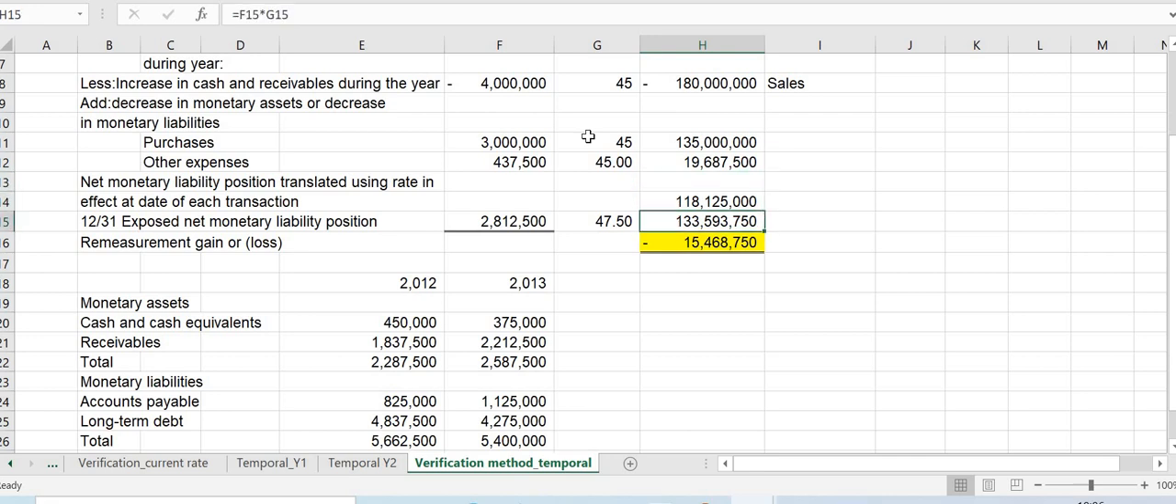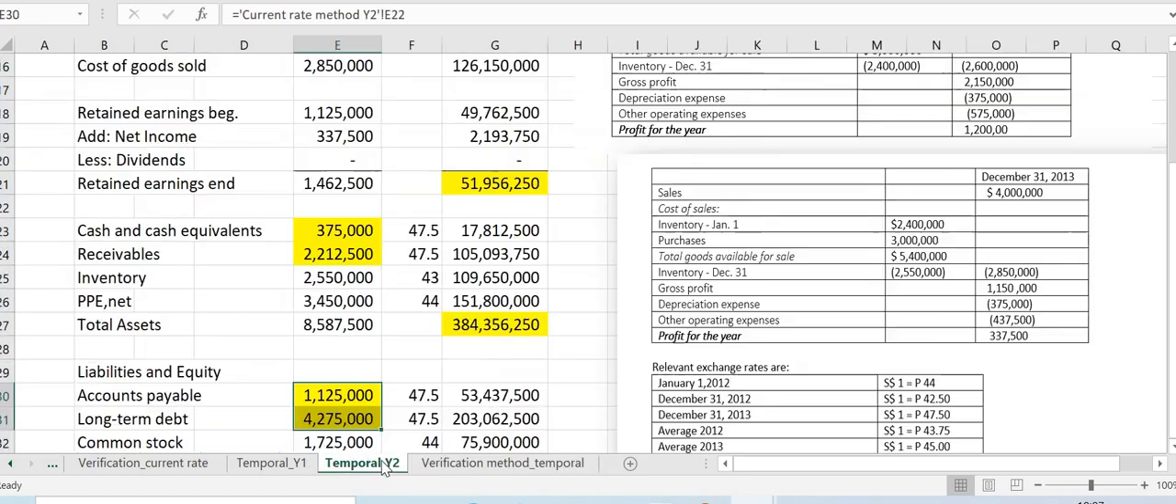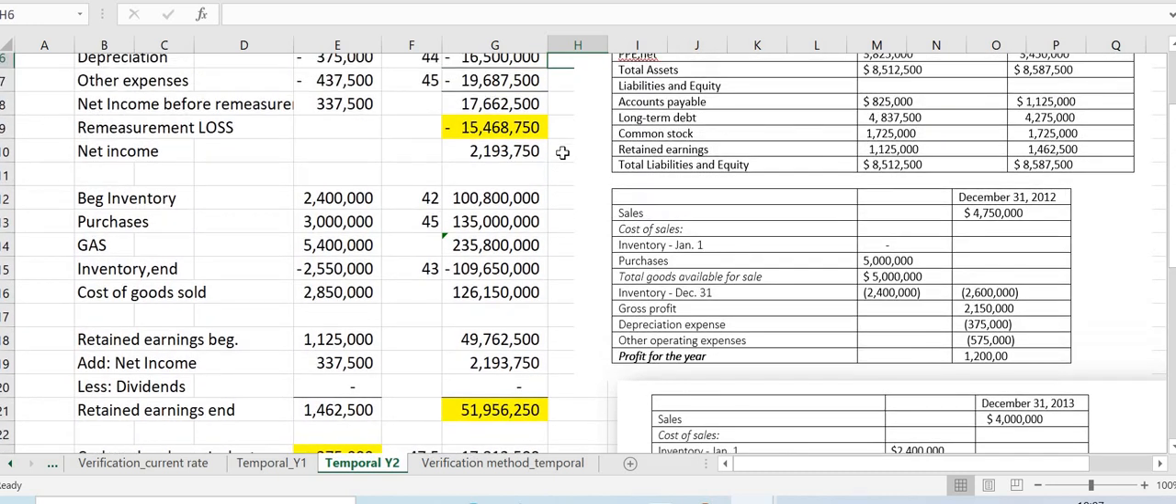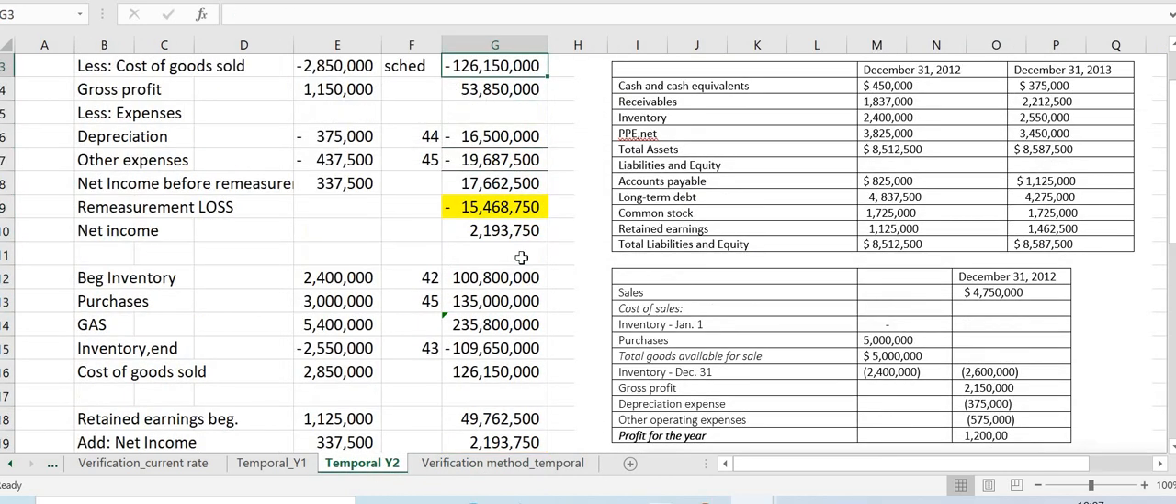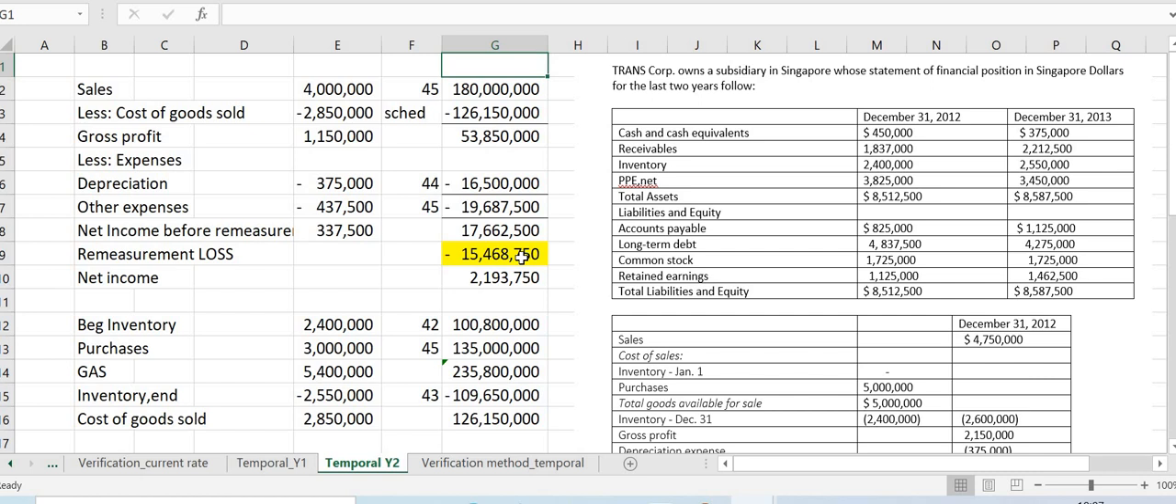So you take note na nag-increase pala siya. Pag mag-increase yung net monetary liability position, that means loss. If decrease yan, that means gain. So since nag-increase siya, we have a remeasurement loss of 15,468,750, diba? Which is actually the same as the one we computed kanina. Okay, so that ends our discussion for the temporal method using 2 years na data. So thank you for listening.